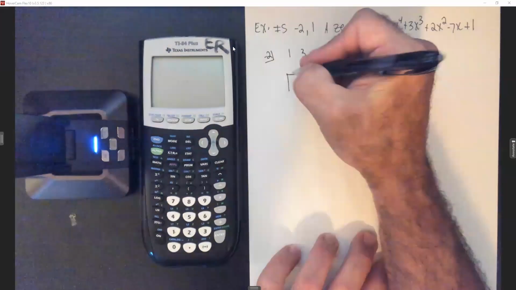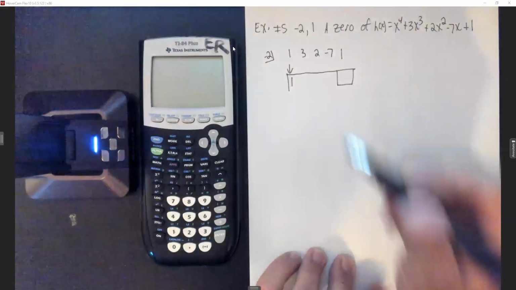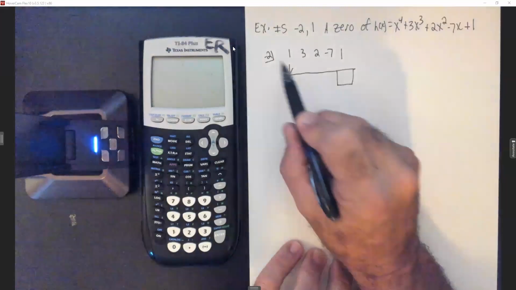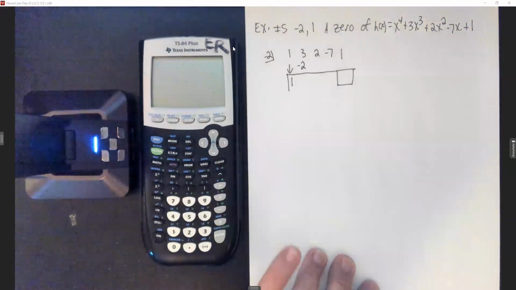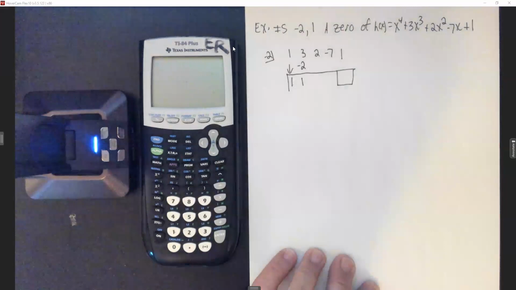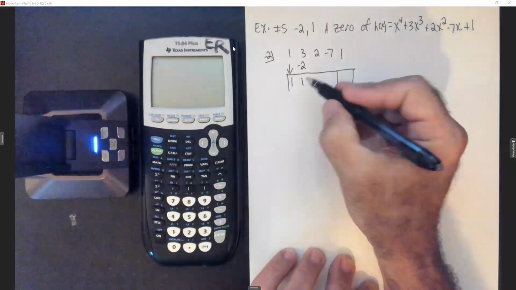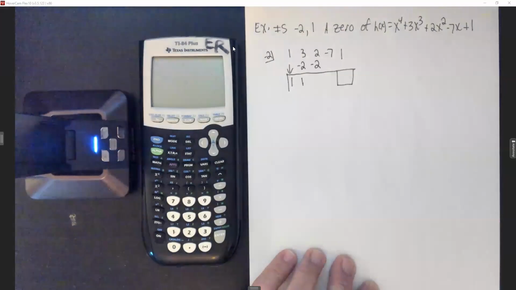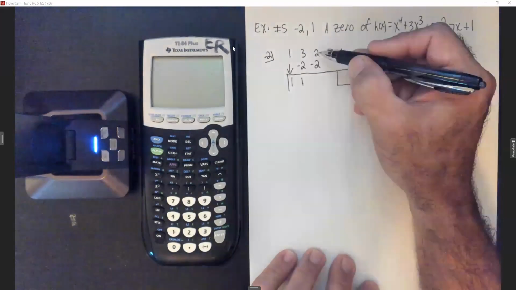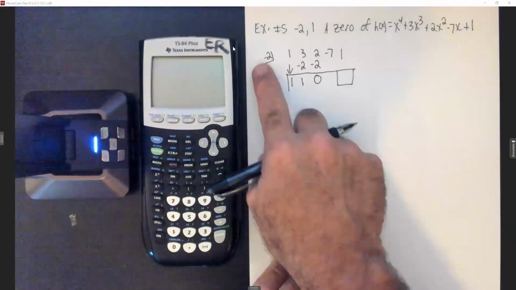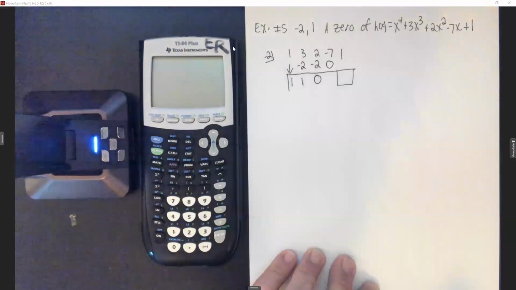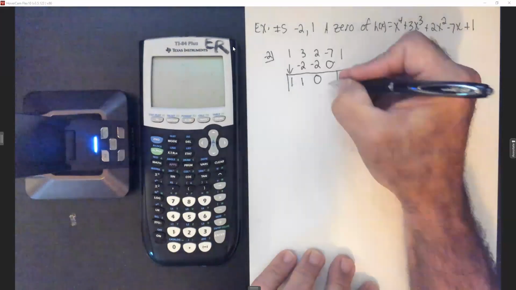All right, so first, I'll bring down my 1. All right, 1 times -2 is a -2. Then I add 3 and -2 gives me 1. 1 times -2 is a -2. So let's see here. 2 and -2 add to get a 0. 0 times -2 is 0. -7 plus 0 is -7.